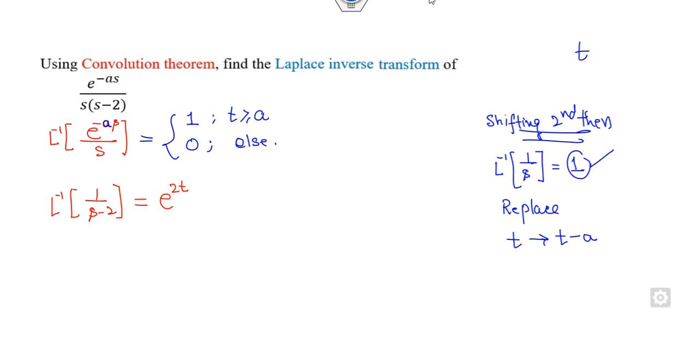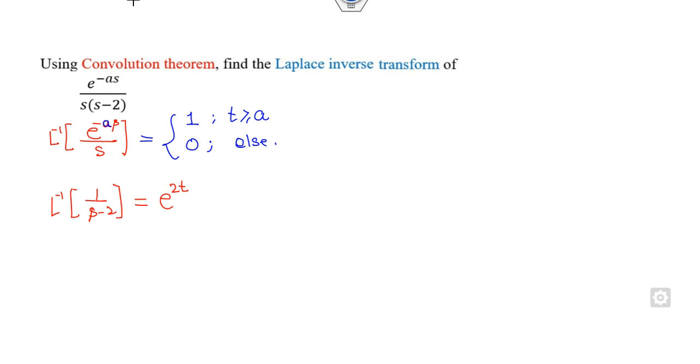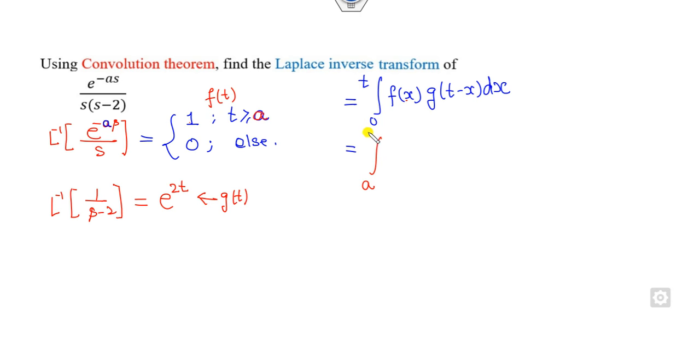Fine. Now I can apply the convolution theorem, integral of f(x) g(t minus x) dx. I can choose any one as the f, any one as the g. So I can choose this as my f, this as my g. Because when I choose f here, it starts from a, so I can change this limit from a to t. This f is my 1, and this will be e raised to power 2t minus 2x.